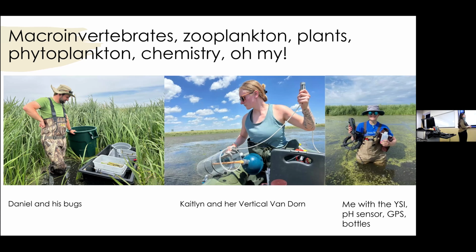In addition to characterizing the vegetation, we also looked at lots of different forms of life. So here's Daniel in the emergent zone collecting his bugs. He's collecting everything in that trash can, which is kind of amazing. This is Caitlin with her Van Dorn to capture zooplankton in the open water zone. It's basically this acrylic tube with plungers on the end that trap the zooplankton.